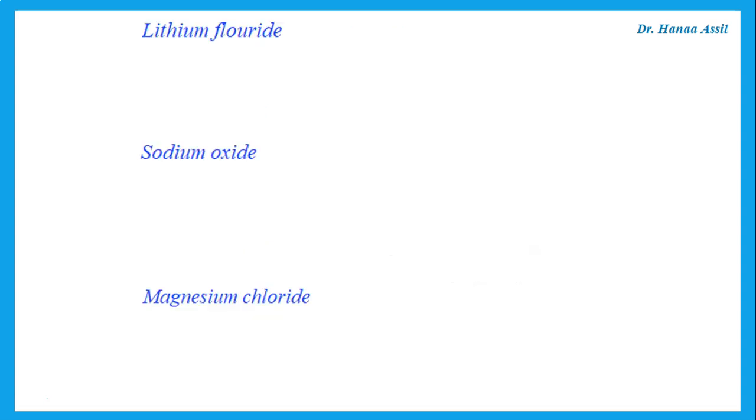So how do we draw dot and cross diagrams? You should be familiar with dot and cross diagrams. Please practice all of this. Lithium fluoride. Lithium, first of all, is a metal, fluorine is a non-metal, so one of them will lose and the other will gain, so I have to write it like this. So lithium has 1 electron out of a shell. It's going to lose it and become a positive ion, which we call a cation.